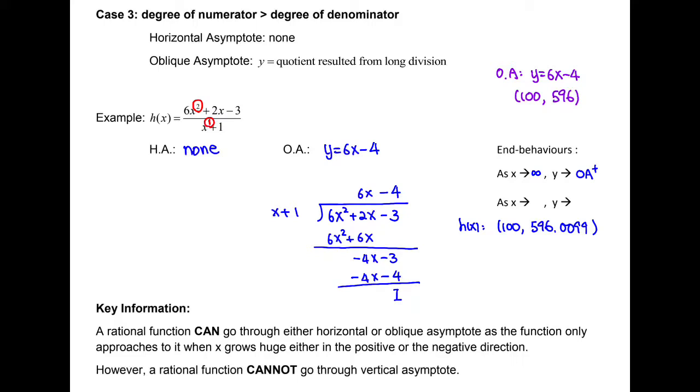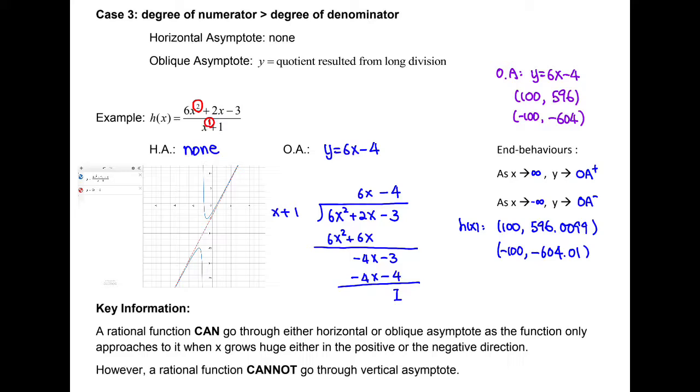On the left end, we have to let x approach negative infinity. Here, we're going to use negative 100 to substitute into the function h to find the y value, which is approximately negative 604.01. Once again, we have to know whether or not this y value is higher or lower than our oblique asymptote. So we're going to find the y value of the oblique asymptote when x equals negative 100. As you can see, the function has a lower y value than the oblique asymptote. Therefore, we say y is approaching the oblique asymptote from below.